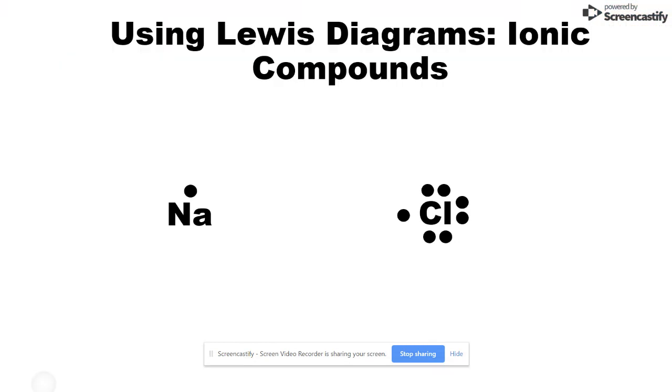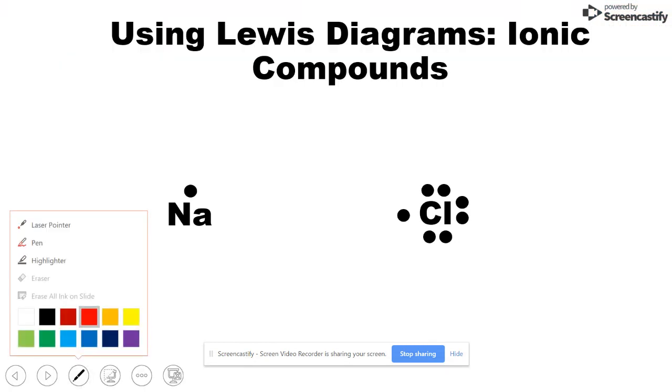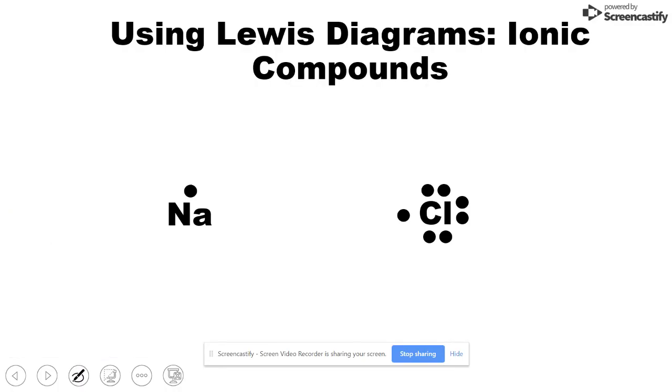Alright, my last video ran out of time, so let's finish up on compound formation. Here I have the Lewis structures for two atoms: sodium, which has one valence electron, and chlorine, which has 7. So using these Lewis structures, I can figure out what they're going to do and what types of compounds are going to form as a result.